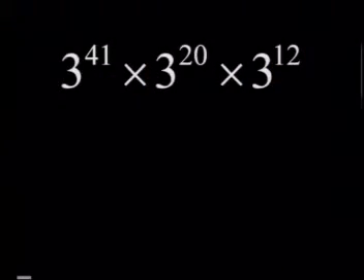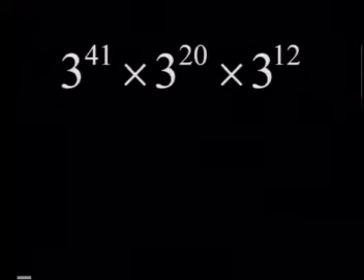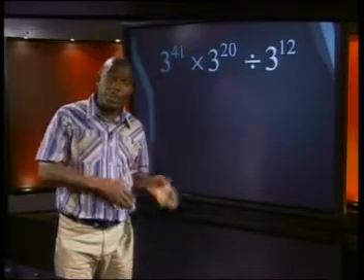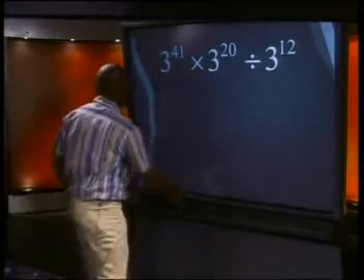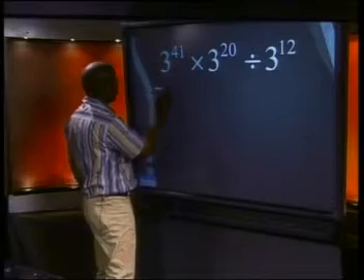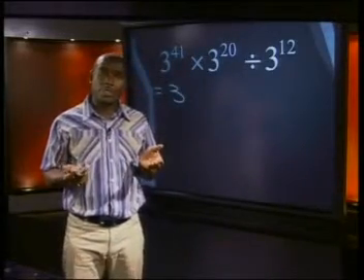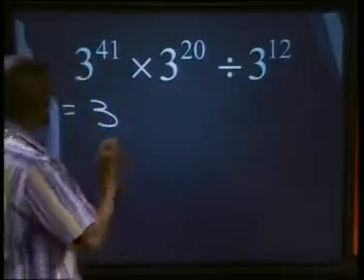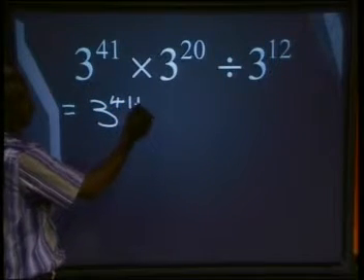Can you write 3 to the power 41 times 3 to the power 20 divided by 3 to the power 12 in a shorter way as a power of 3? The bases are the same, so we can apply the laws of multiplication and division. Let us put down the base. Now, what about the exponents? Since there are no brackets, we must work from left to right. So we'll end up with 3 to the power 41 plus 20.